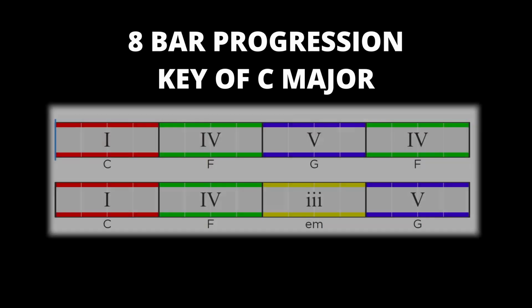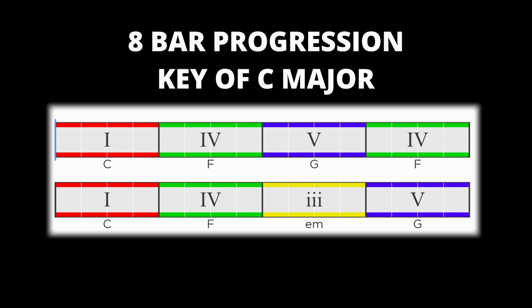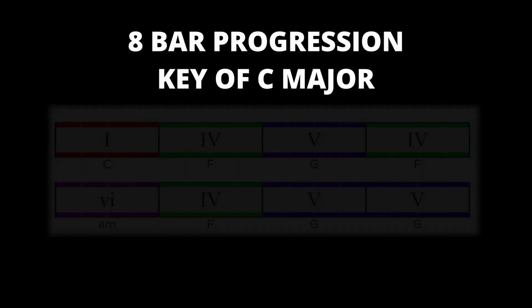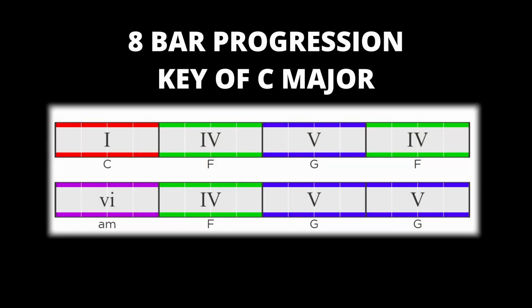Or we could change the 5 chord in bar 7 to its relative minor of 3 to provide a different ending. Finally, we could change chord 1 in bar 5 to its relative minor of 6.